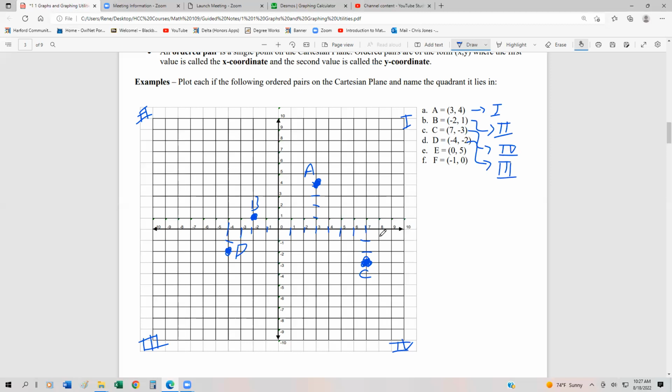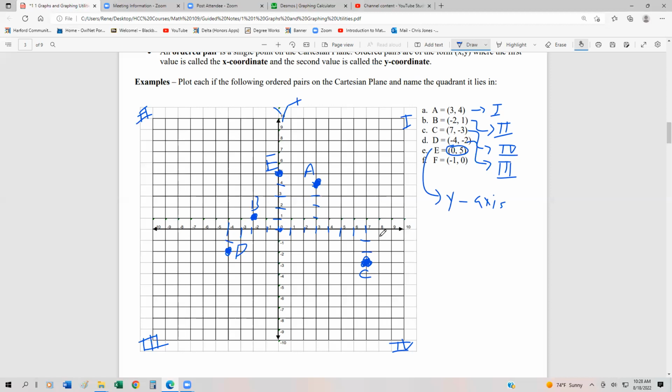Now what if it doesn't live in a quadrant? Let's take a look at this point 0, 5. So what we would do is move 0 left or right, and then we would just move up 5 units. 1, 2, 3, 4, 5. And so that would be right here. And so that's point E. And if it doesn't live in a quadrant, what we're going to say is that it falls on the axis. In this case, it actually falls on the y-axis. Remember, if we go up, that's the y positive. So that's going to fall on the y-axis since it's not in a quadrant.